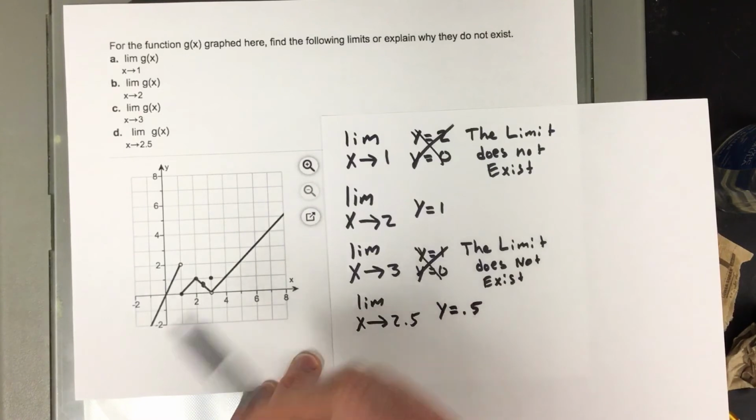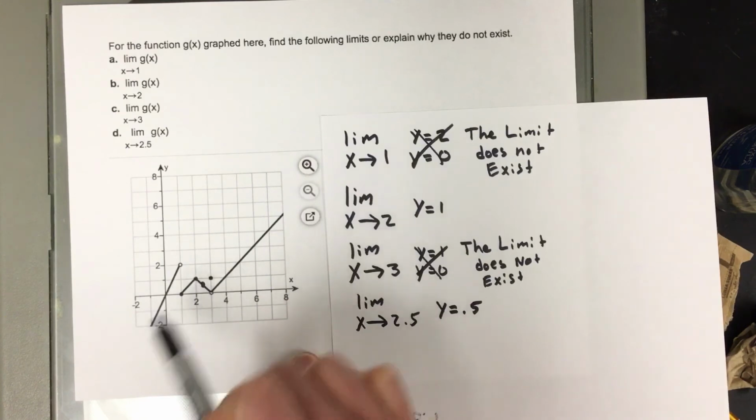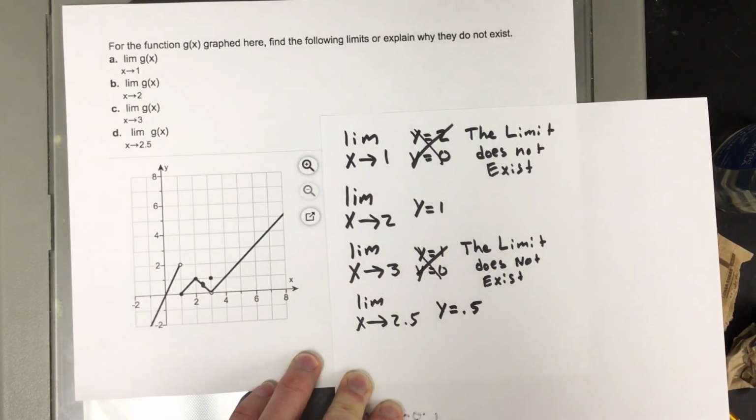So that's how you find the limits when it comes from a graph. You look at the graph and you see, are there any jump discontinuities, and if there are any jump discontinuities, then those are going to be non-existing limits there.